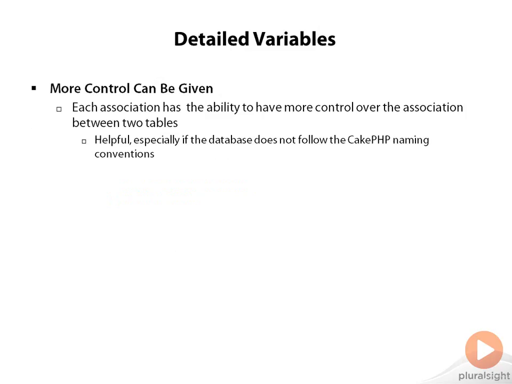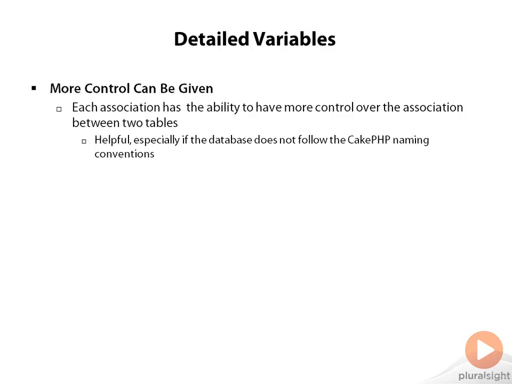Each of these variables can be extended to have an associated array. Now each key value pair in the association has the ability to have more control over the association between the two tables. This is helpful when the database that you've inherited does not follow the CakePHP naming conventions.